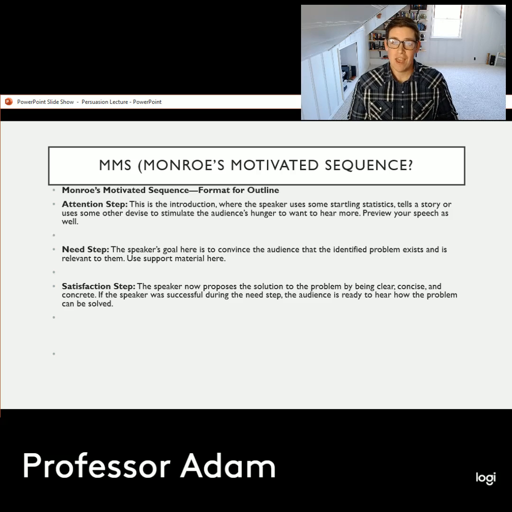You can say, we haven't figured out how to solve this problem yet, but here are some potential solutions, and here's some research to support that those things will actually help to solve this problem. So in your attention step, you have your introduction, you have your attention grabber, your thesis, your preview. Need step, you're making an argument about why something needs to be done, that there is a problem. Your satisfaction step, you are telling us how to satisfy the need or how to effectively solve or start to solve the problem addressed in your need step.